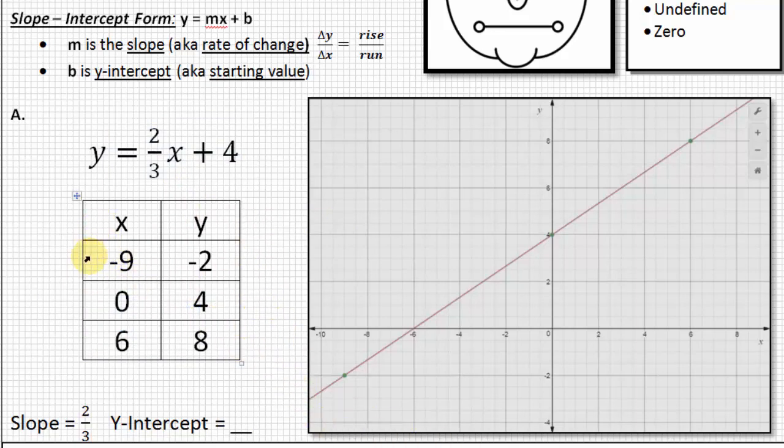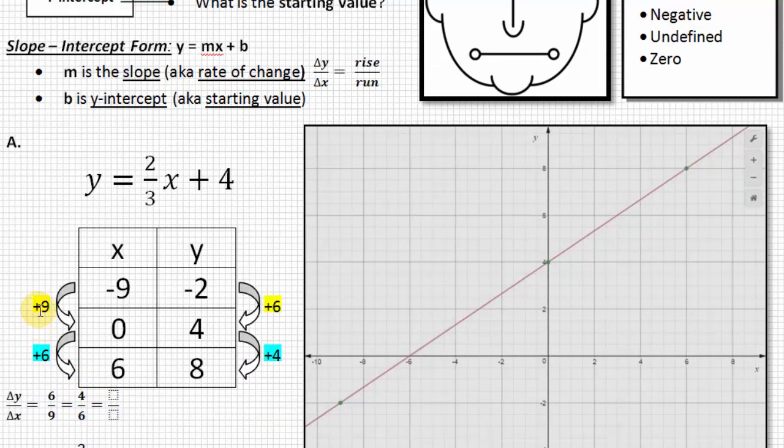To do this, we want to identify, using those arrows I've been having you use, how much x is changing and how much y is changing. So let's go ahead and do that. I'm going to have you draw the arrows and then show how much x is changing from -9 to 0 and then from 0 to 6. And I want you to do the same thing for y. Draw in the arrows from -2 to 4 and show how much that is changing, and from 4 to 8. Pause the video to do this, and then let's compare our work.